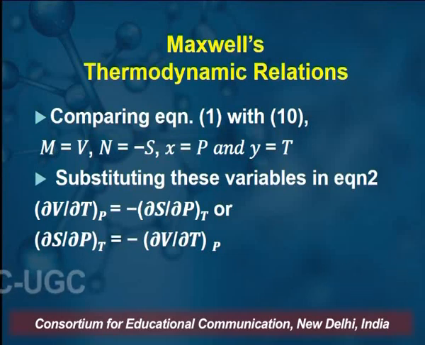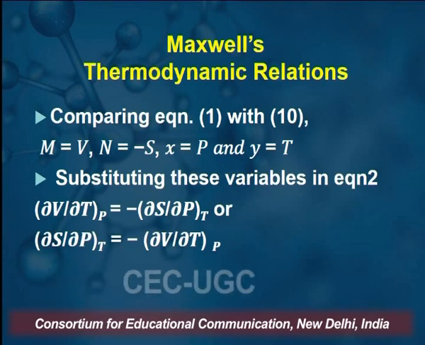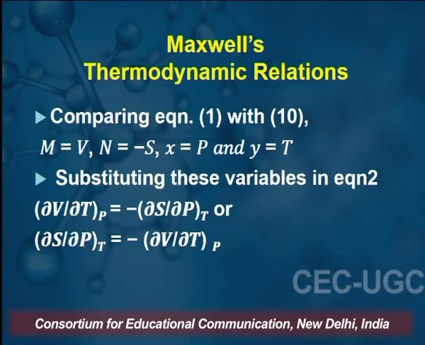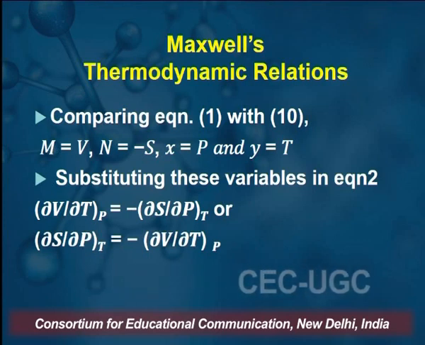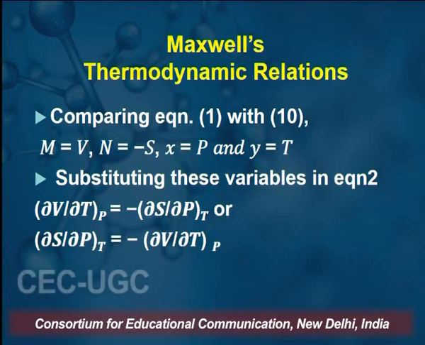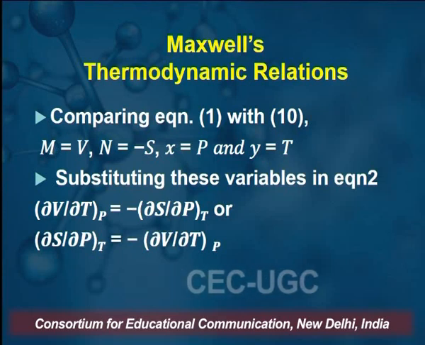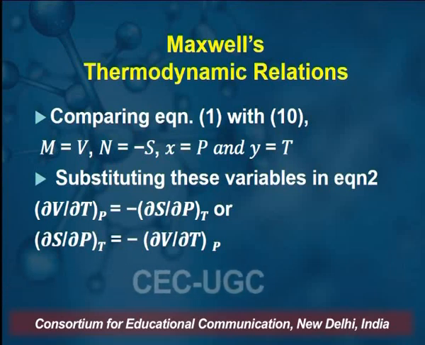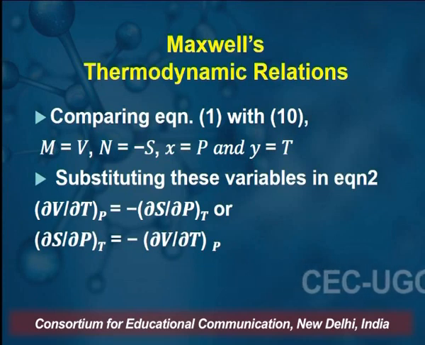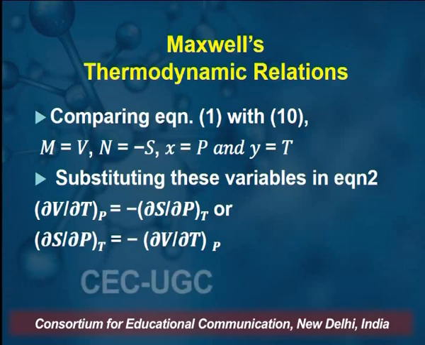Let us just briefly rearrange this equation and we get delta S by delta P at constant T is equal to minus delta V by delta T at constant P. Again, you will appreciate that delta T is appearing in the denominator of the right hand side, and therefore on the left hand side we have taken T to be a constant. Likewise, delta P is appearing in the denominator of the left hand side, and therefore on the right hand side we have taken the constant as pressure.